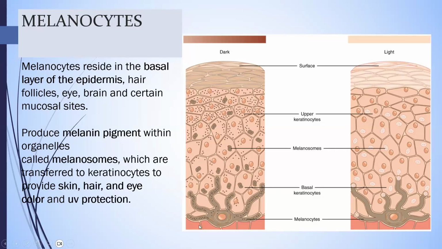So the number of these cells does not change in different ethnic groups, be it an American, be it a Brit, be it a Mongolian, be it a Nigerian. This melanocyte number is the same, but the amount of melanin pigment produced and the size of the melanosomes, that only matters. And this is very, very important because it is this melanin which is going to give you protection when you get exposed to sun rays.